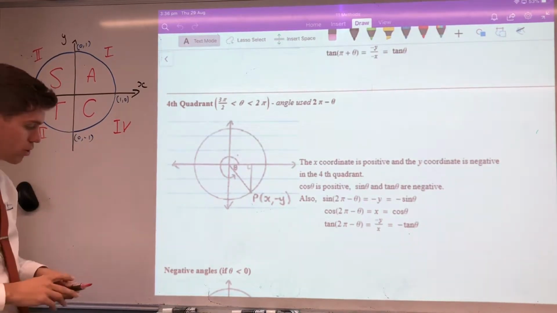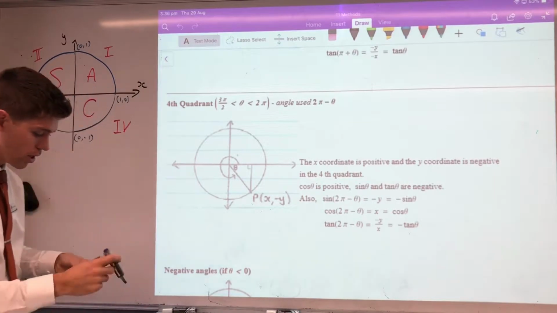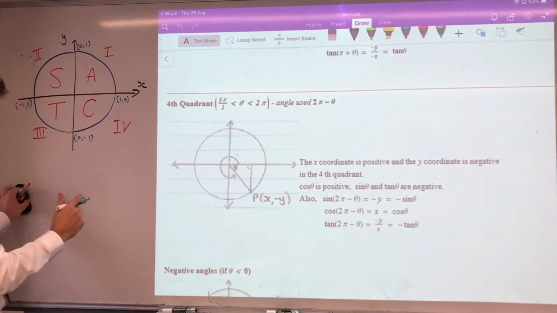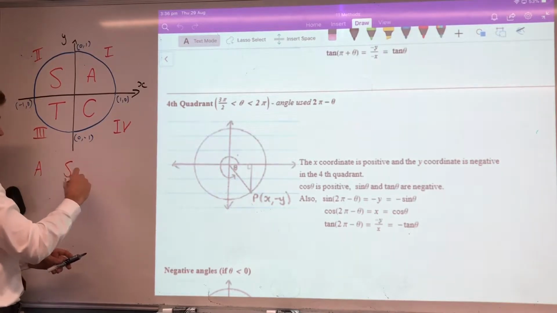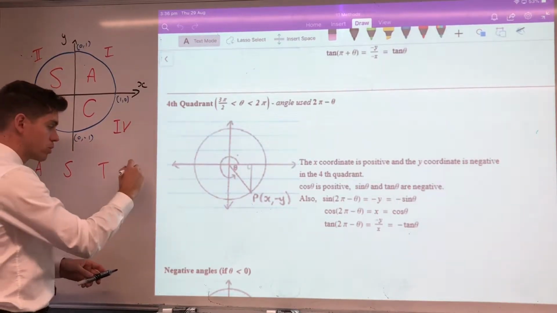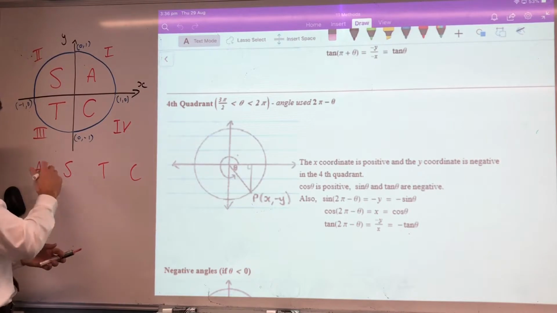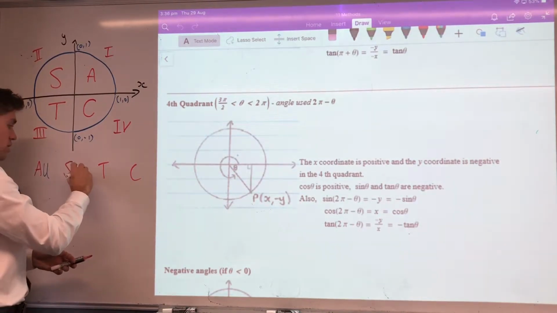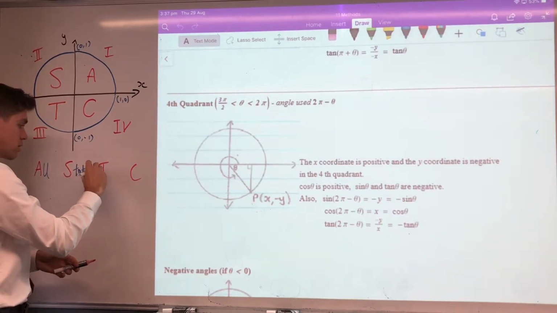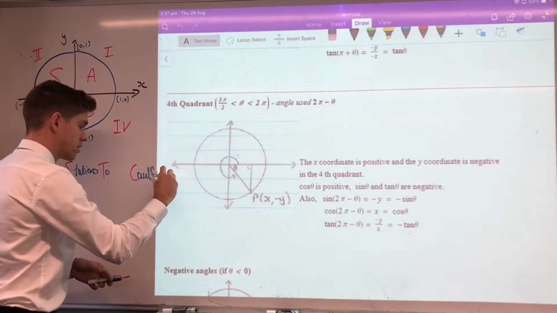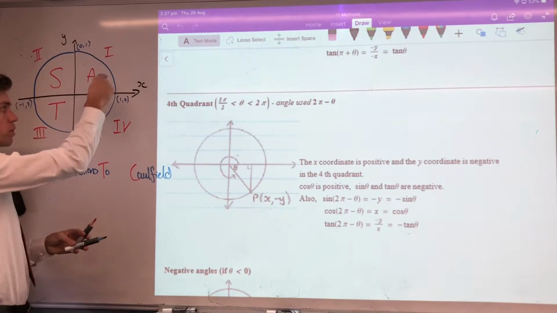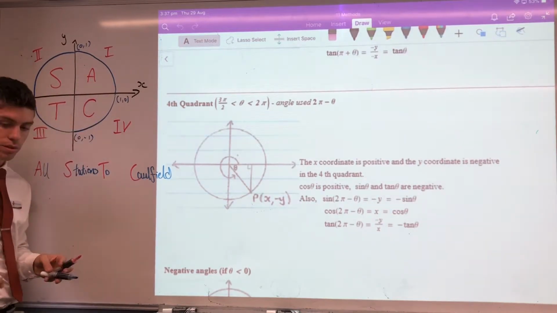Now, for those of you who are locals, a useful acronym we could use is All Stations to Caulfield. Starting from 1, 2, 3, 4, all stations to Caulfield.